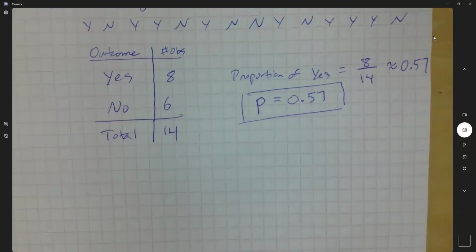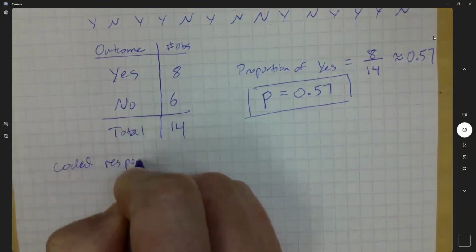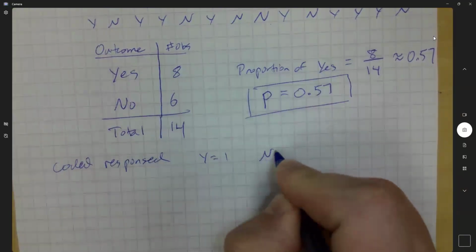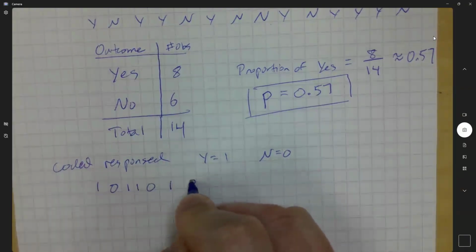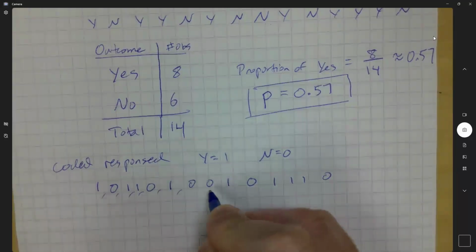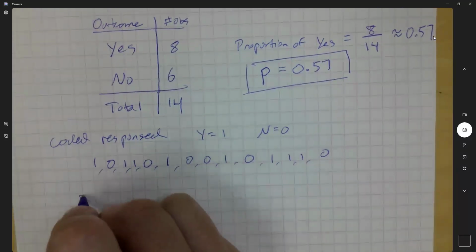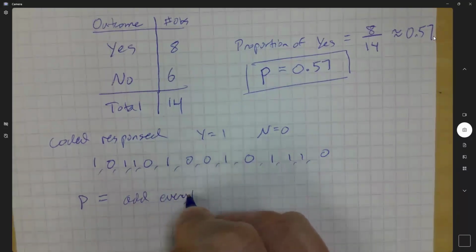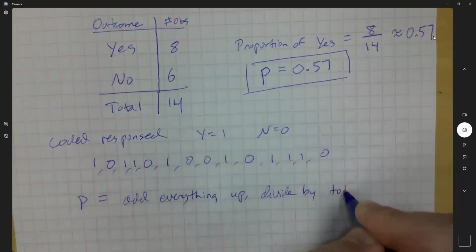And the main reason we code as yeses or nos, let me recode these y's and n's to be ones and zeros. Y is 1, n is 0. 1, 0, 1, 1, 0, 1, 0, 0, 1, 0, 1, 1, 1, 0. Then the proportion P is simply add everything up, divide by the total number.